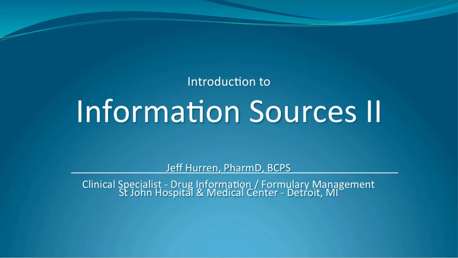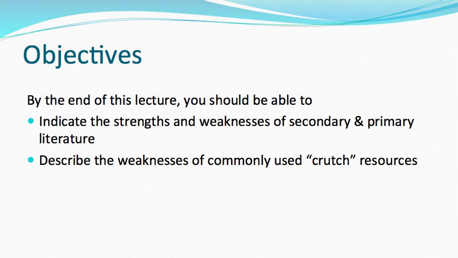The first lecture was Information Sources 1, and we talked about both tertiary literature and why you should know your information sources well. During this lecture, we're going to talk about the strengths and weaknesses of secondary and primary literature, and also describe the weaknesses of commonly used crutch resources. And what I mean by crutch are resources that people go to sort of reflexively without totally thinking about it.